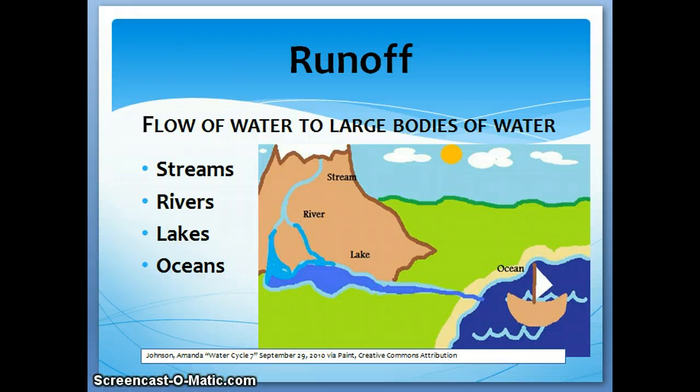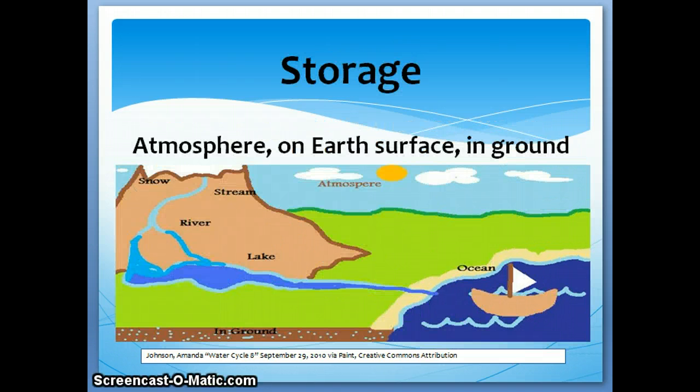Water is traveling this entire time, from small bodies of water like a stream to larger ones like an ocean. This is called runoff. Water is always on the earth, and when it is not falling as precipitation or being evaporated, it will be stored on the earth's surface. The cycle is never ending and will continue through its 9 stages.